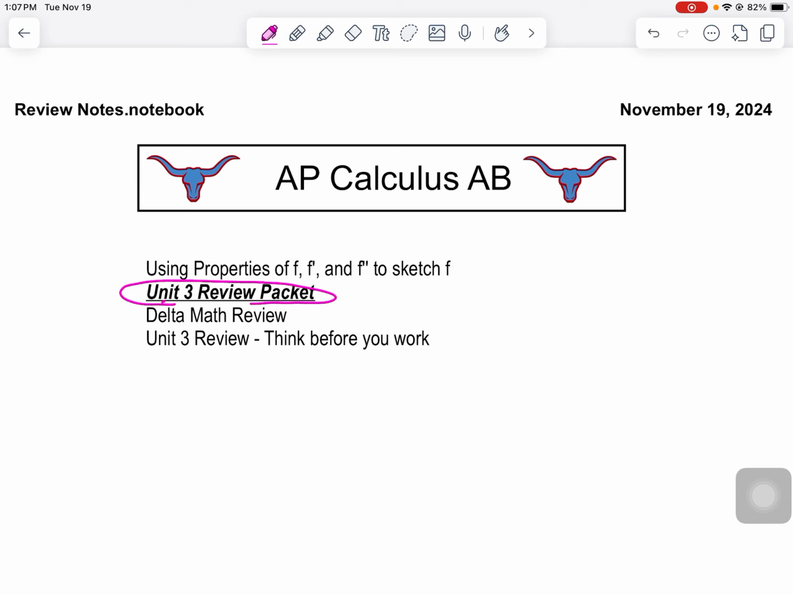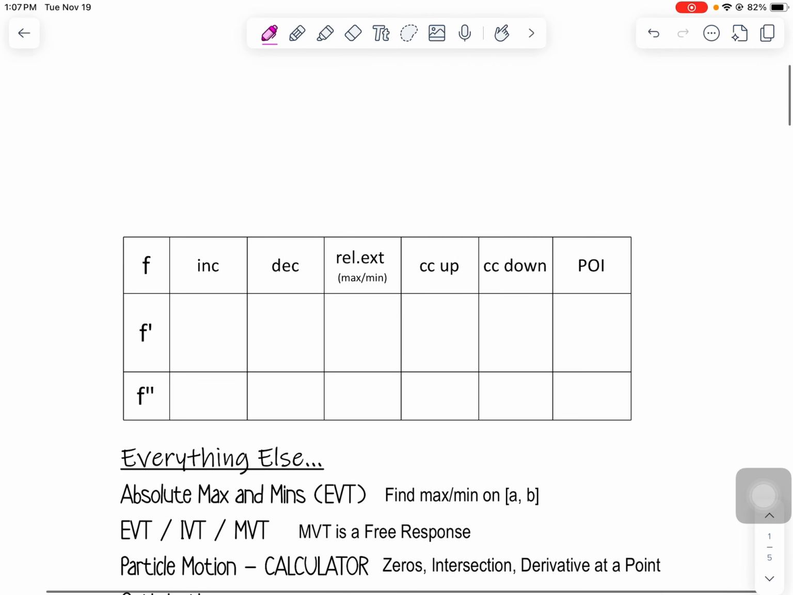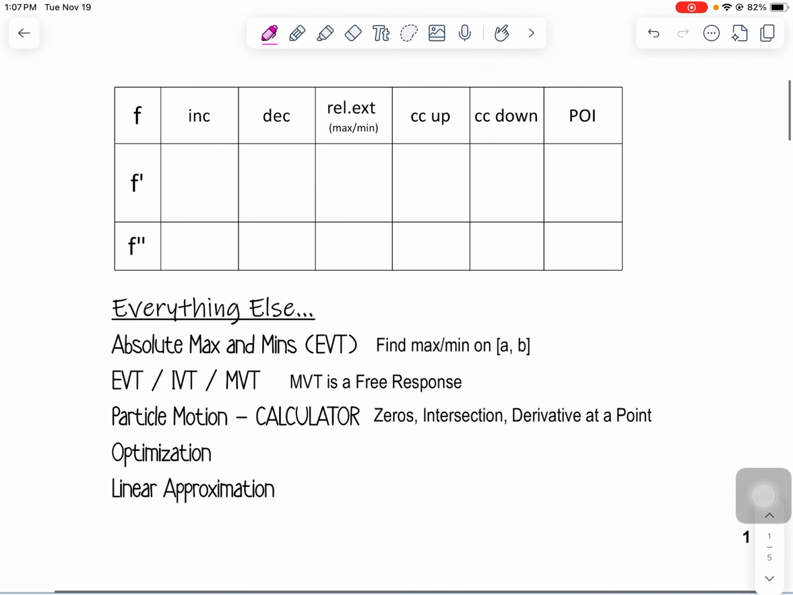First of all, this review packet would be the number one thing to do. If you're gonna do one thing to get ready for this test, it'd be the review packet. I, of course, would do more than just one thing, but that's probably the most important. Okay, so everything you need to know on the test is right here.